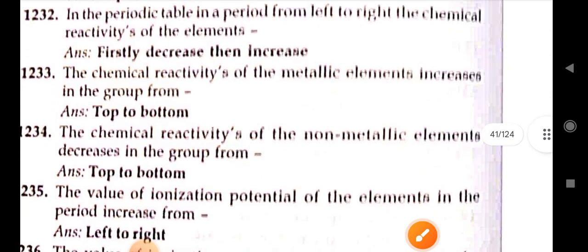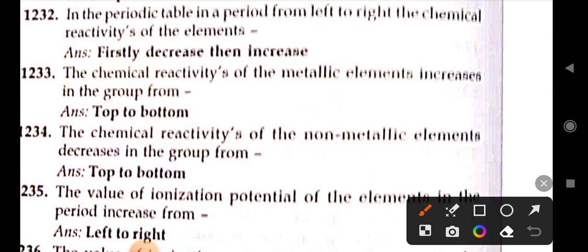Next, in the periodic table, in a period from left to right, the chemical reactivity of elements first decreases then increases. The chemical reactivity of metallic elements increases in a group from top to bottom. The chemical reactivity of non-metallic elements decreases in a group from top to bottom.